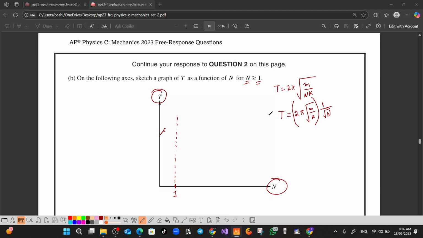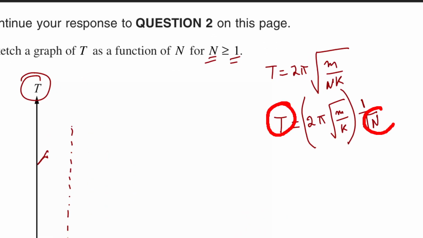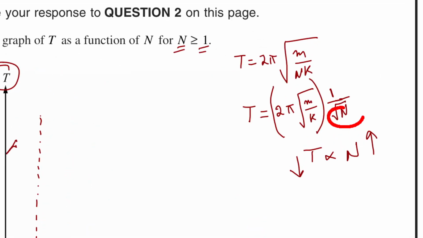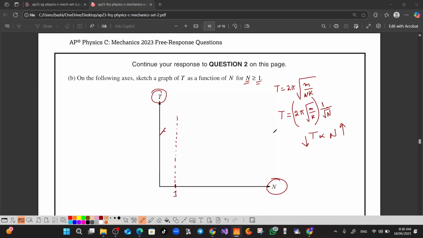Now as we can see, this is a relation between t and n. This does not represent a straight line because it's inversely proportional. So t is inversely proportional with n, which means we should expect that as n increases, t decreases according to this relationship. Whenever we have something in the denominator relevant to t, they must have inverse proportionality.